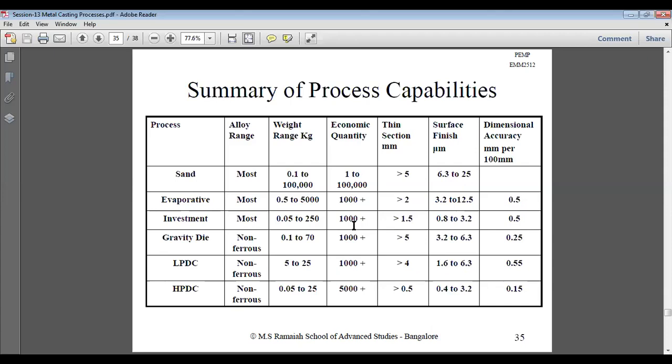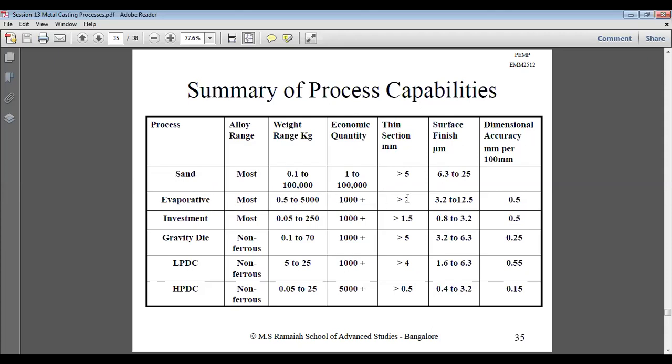So this is a summary of process capabilities. We can see the different application ranges. Sand casting can be done from 0.1 to 1 lakh kgs. Any weight, any shape, any size can be made by sand casting, up to 1 lakh kgs. The surface finish is not good in this case, but in most cases we don't need the part to have a good surface finish. So we can normally use sand casting. It is the most economic and most cost effective casting, so we normally apply sand casting.